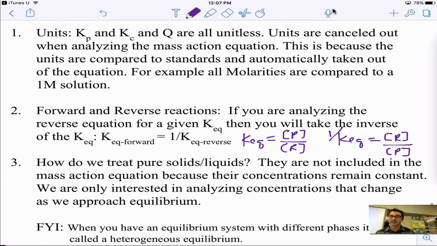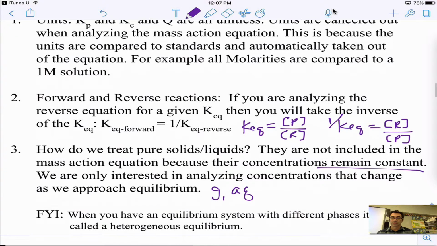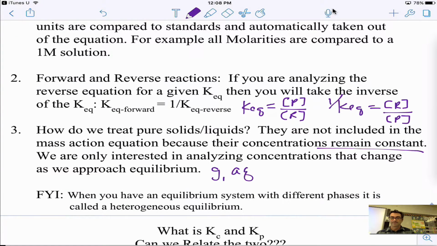Remember, with the Ks, we do not include solids or liquids. Their concentrations will remain constant. They will not change. We're only interested in analyzing things like gases and aqueous. Those are the only types of substances where we will have a change in concentration that's measurable. Now, when you have a system at equilibrium with different phases, they call it heterogeneous. In this chapter, we're mainly dealing with gases. We're dealing with homogeneous equilibrium.